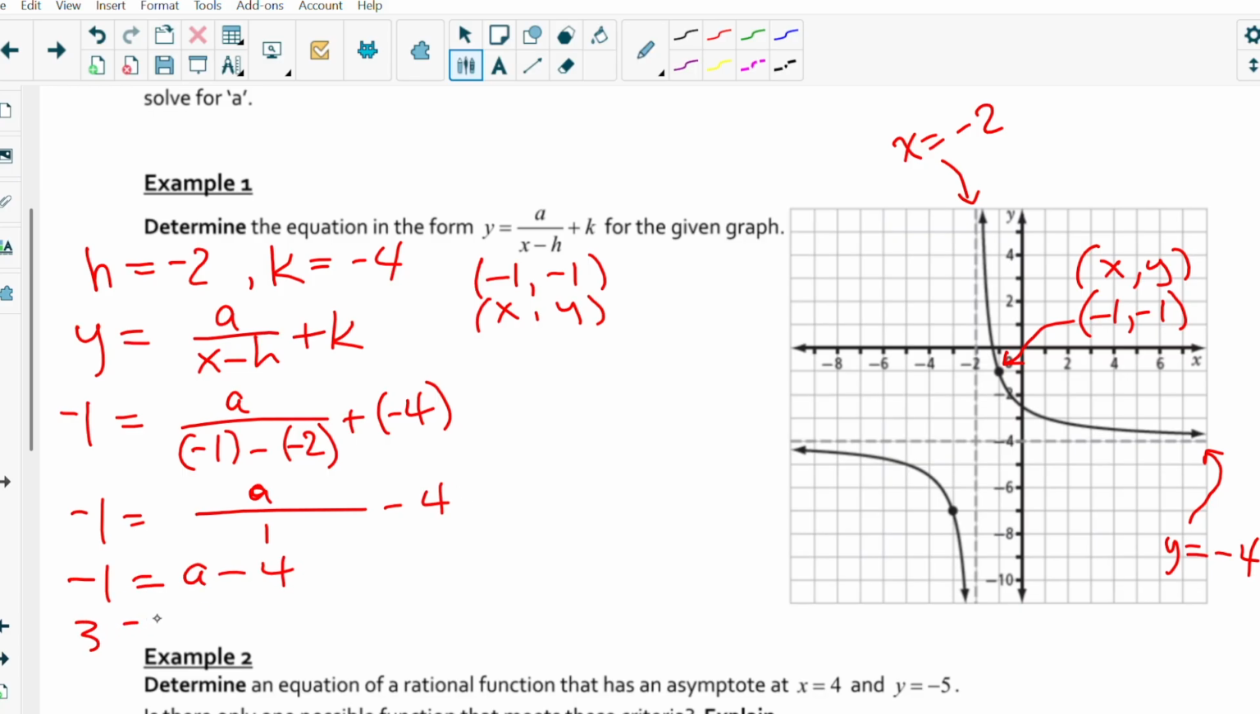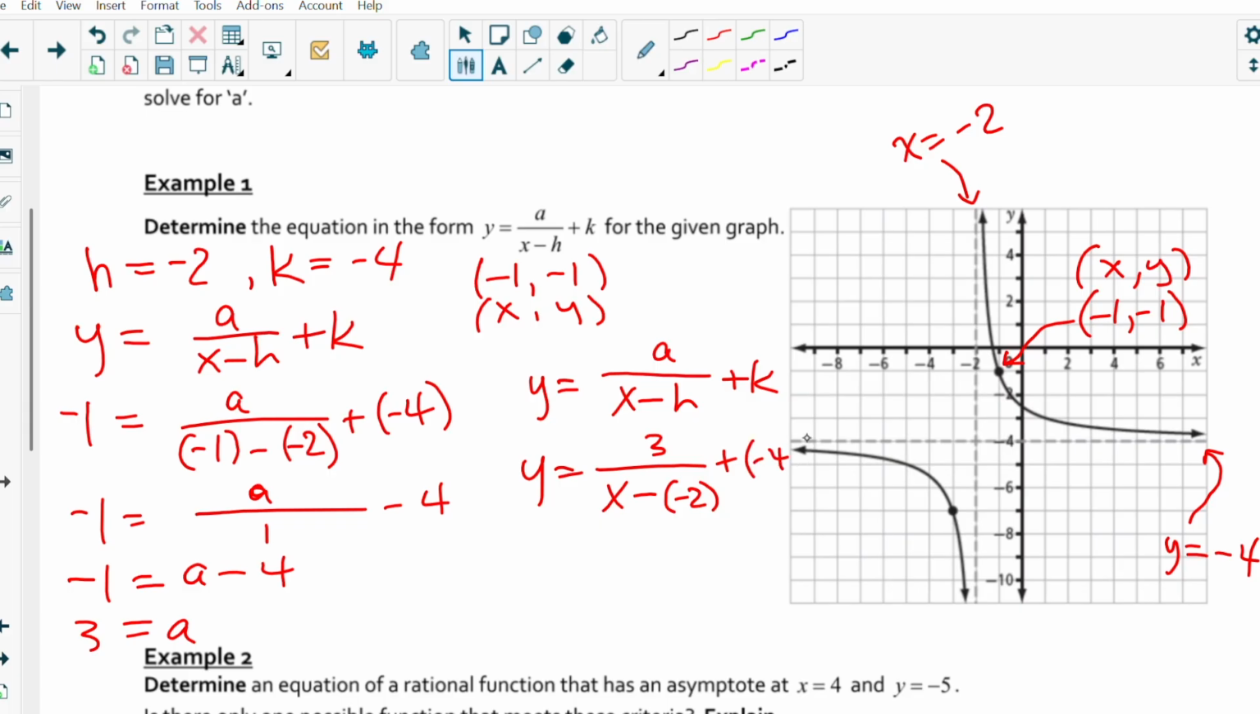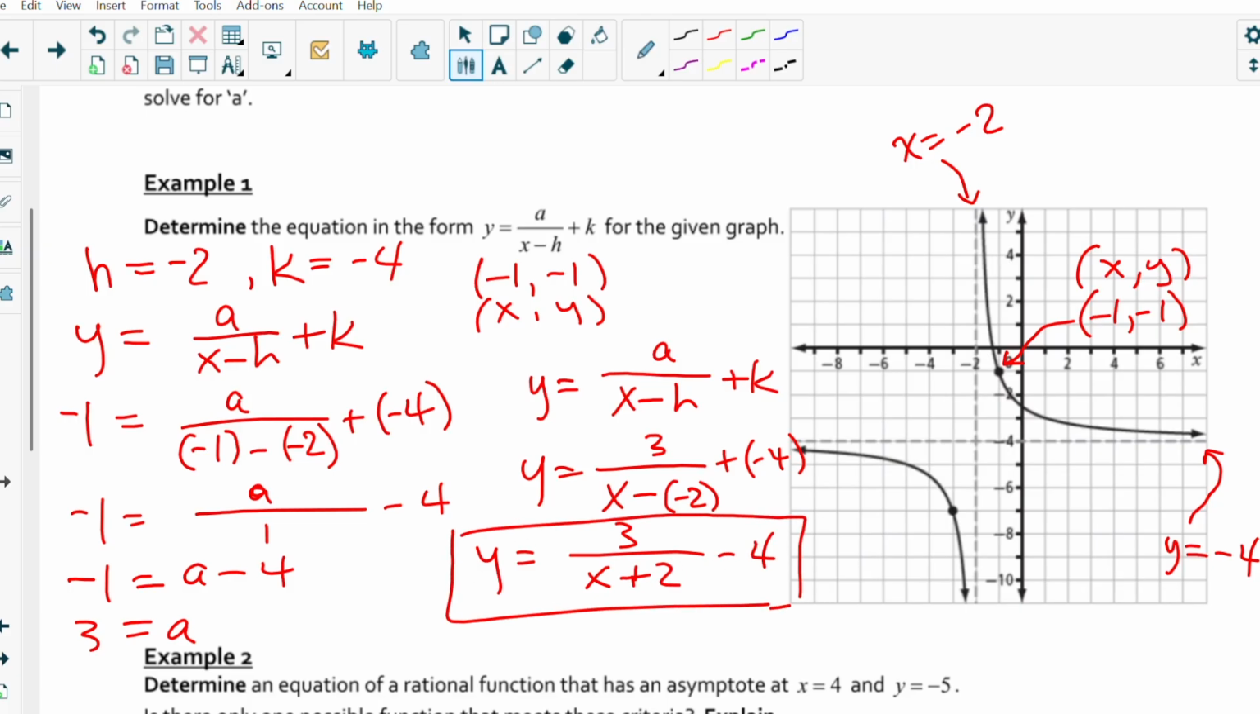and 3 equals a. And so when I come back to my equation, y equals a over x minus h plus k, I have y equals, my a value is 3, over x minus h, which is -2, plus k, which is -4. Let's clean it up. Y equals 3 over x plus 2 minus 4. There's my equation.